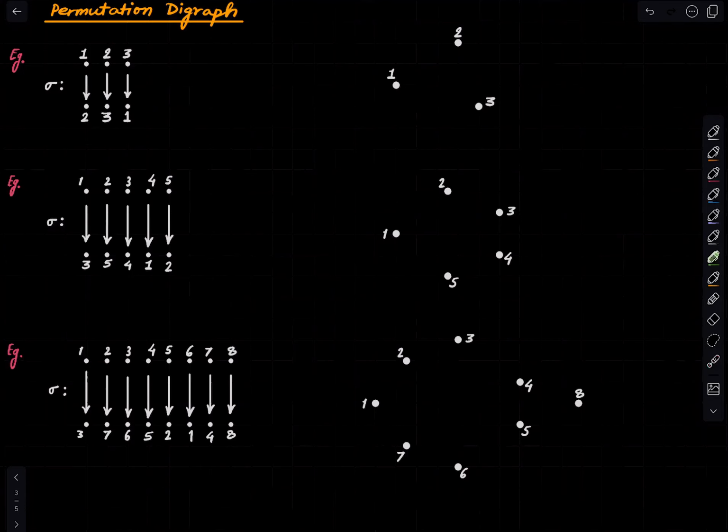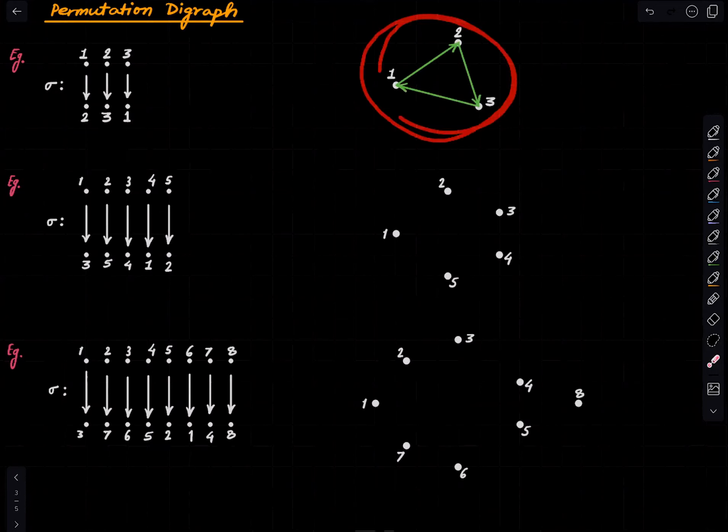So what does it do? It sends 1 to 2, so we'll draw an arrow from 1 to 2. It sends 2 to 3, so draw an arrow from 2 to 3. And 3 to 1. So this graph is capturing the same data as that, and admittedly this looks much nicer.